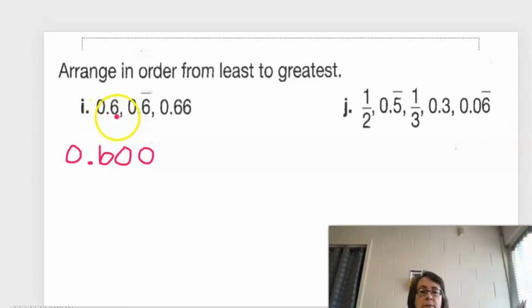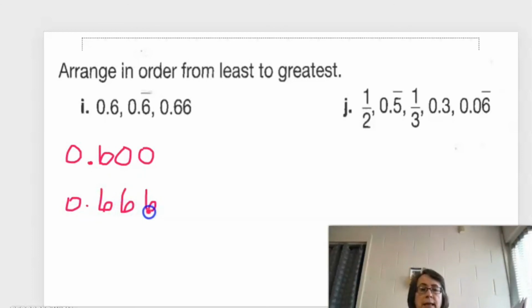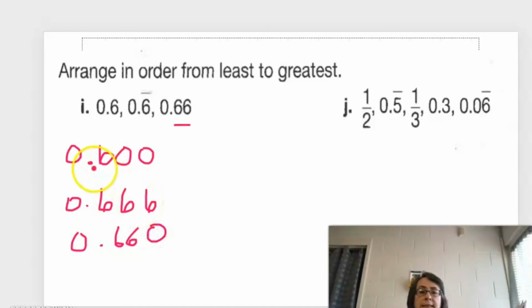0.600 is this one, right? And then this one is 0.666 because it's repeating, and this one is 0.667. Okay, so we can see that this one, 600, is less than 660, which is less than 666.